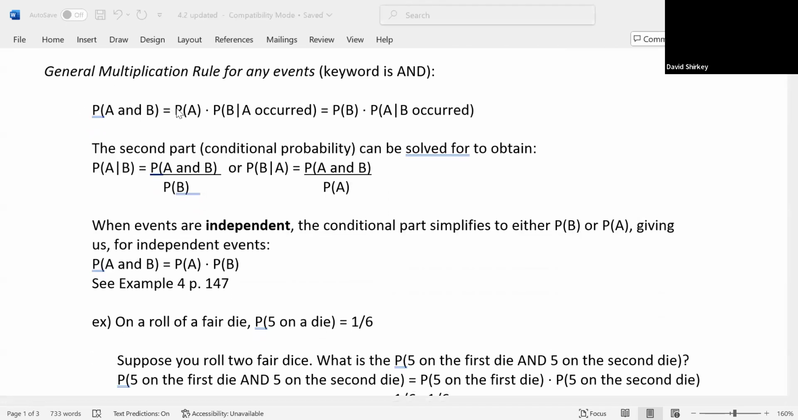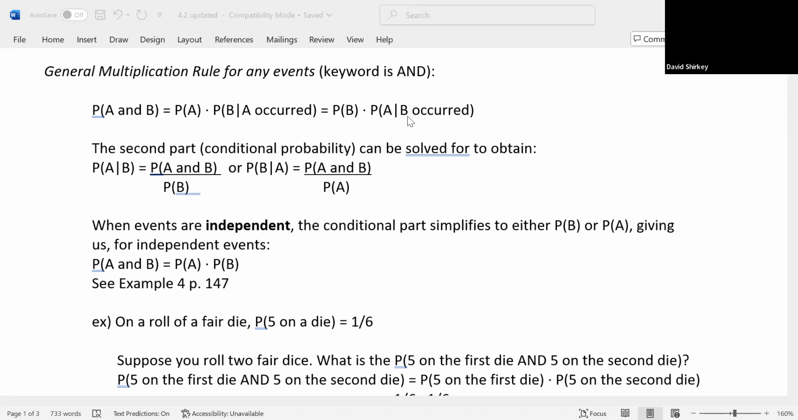The general multiplication rule for any events. The key word you're looking for in this situation is the word "and." So the probability that A and B occur is the probability of A times the probability of B given, which is what the slash mark means, that A occurred. That also equals the probability of B times the probability of A given that B occurred.